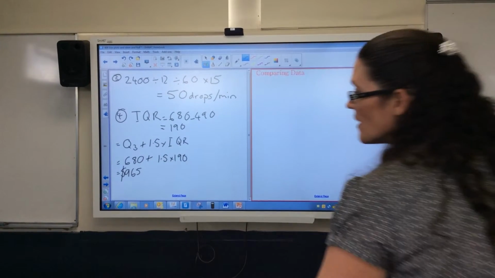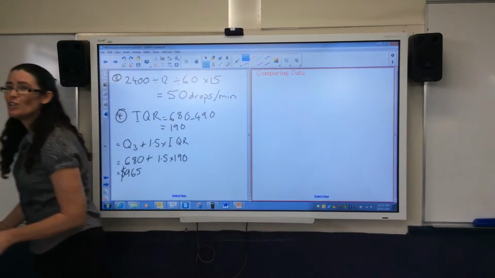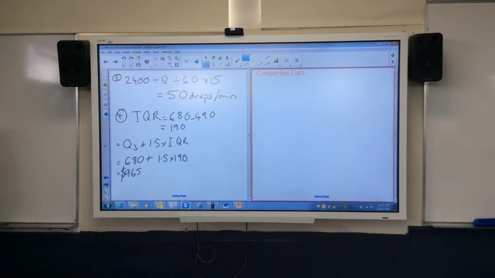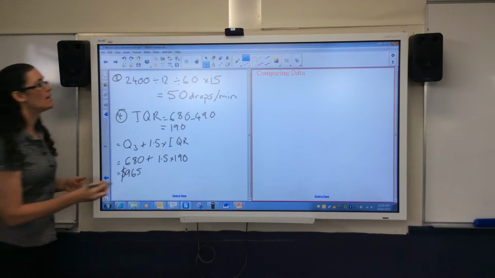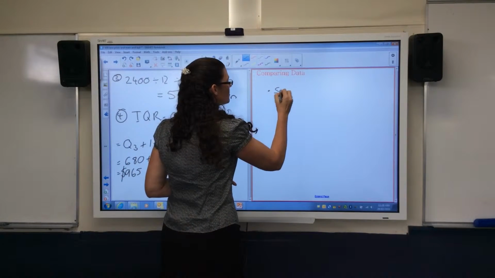So today's lesson does not involve a new concept. It just is going to put some of the concepts we already know together. The main thing I want you to be aware of when comparing data is that they are often going to require sentence answers, and you must give as much detail as possible. Okay, so I want sentence answers.